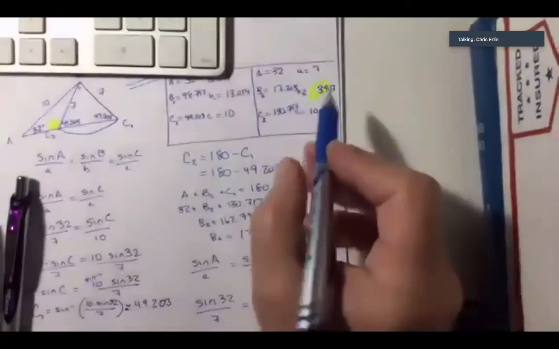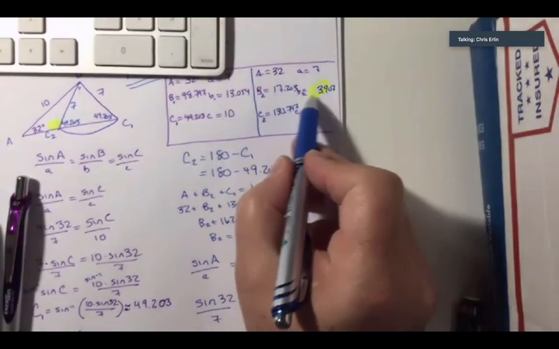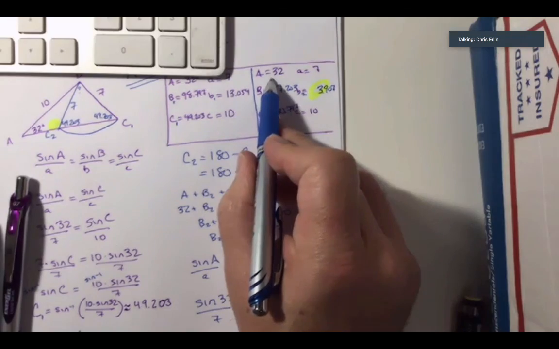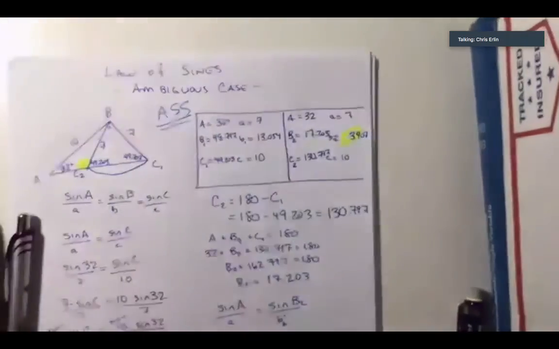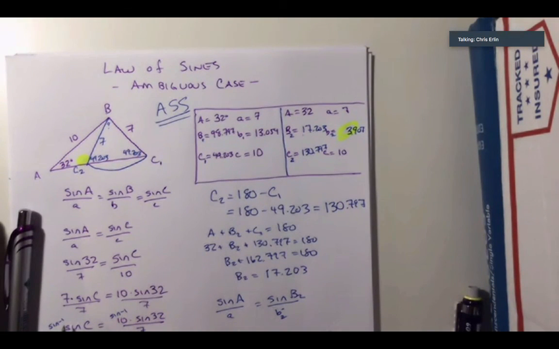Does that make sense? Let's see, our smallest angle is facing our smallest side, our mediumest angle is facing our mediumest side, and our largest angle is facing our largest side. That's correct. So that's the process for solving an ambiguous case of a triangle using the law of sines.